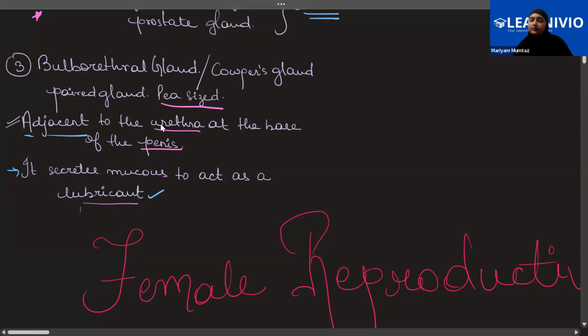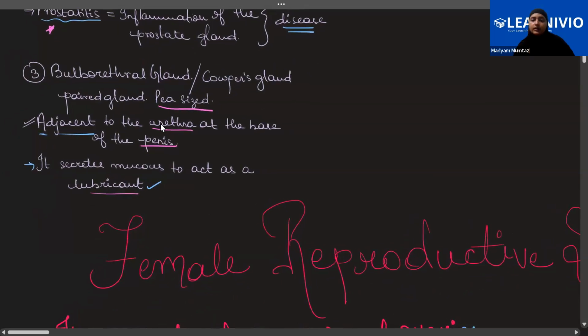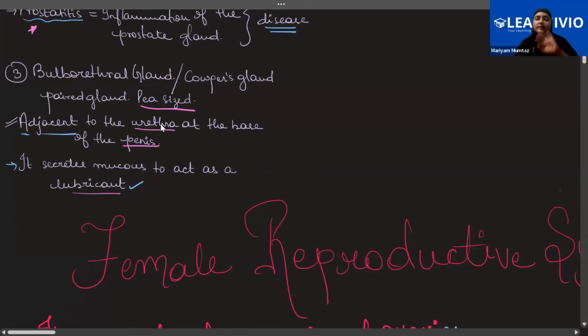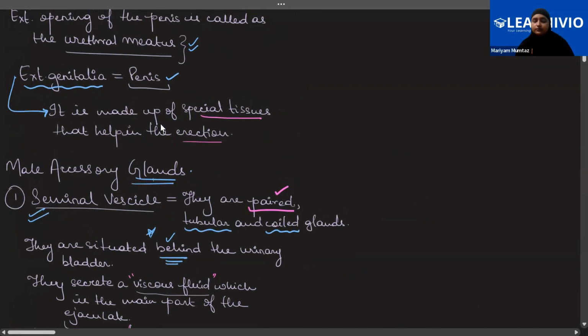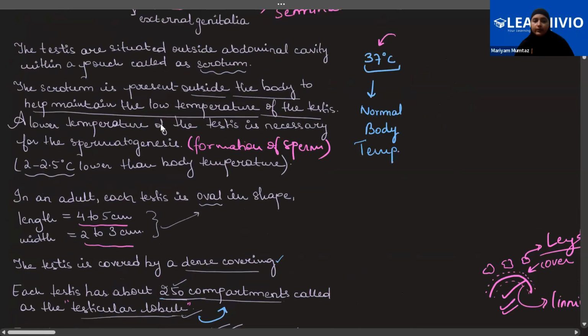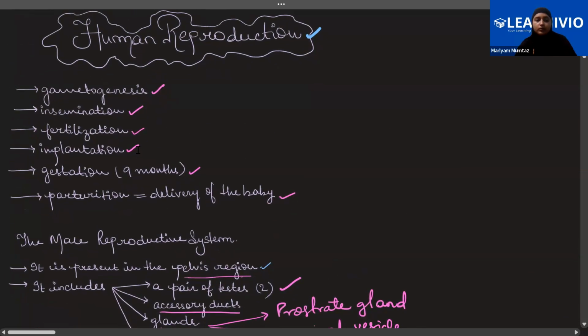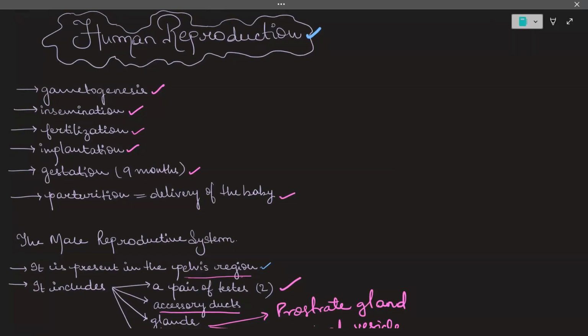Any doubts up until now? The male reproductive system and everything is clear to you people? Sure? Sure you don't have any doubts? Okay. Yes. Now you people can note down. Then we'll move on to the female reproductive system. Switch off your videos comfortably and write down.